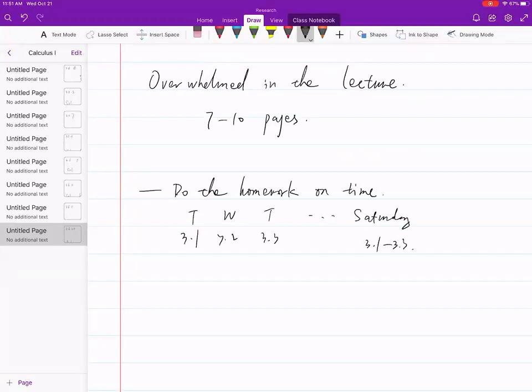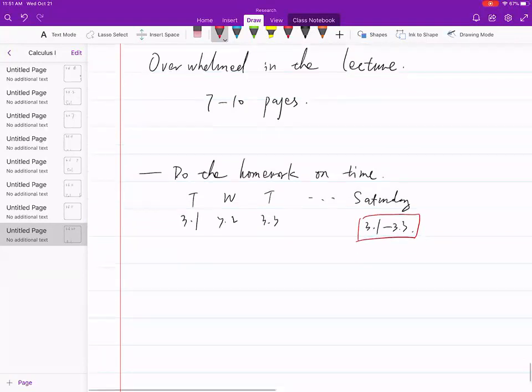Okay, so you have two approaches to do this. Number one, you wait until Saturday and do all of them. You will miss the office hour, if that's fine. But the real trouble here is, as soon as I finish 3.1, I'm going to talk about 3.2, which quotes a lot on 3.1. As soon as I finish 3.3, I quote a lot on 3.1 and 3.2. Do you see the gap here?